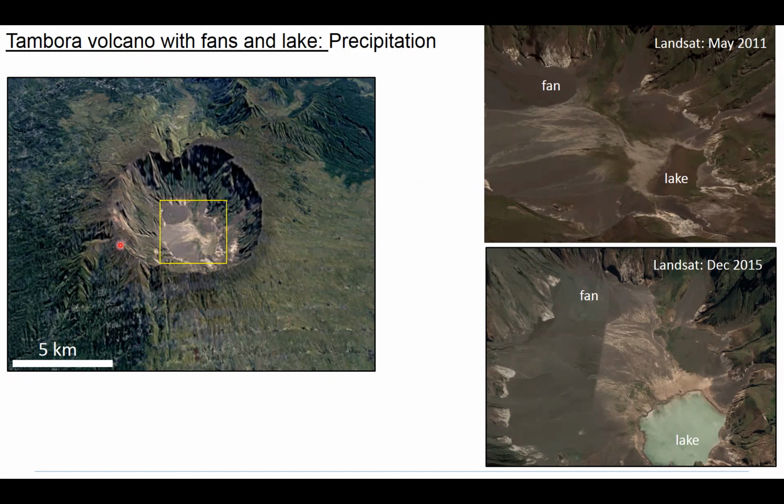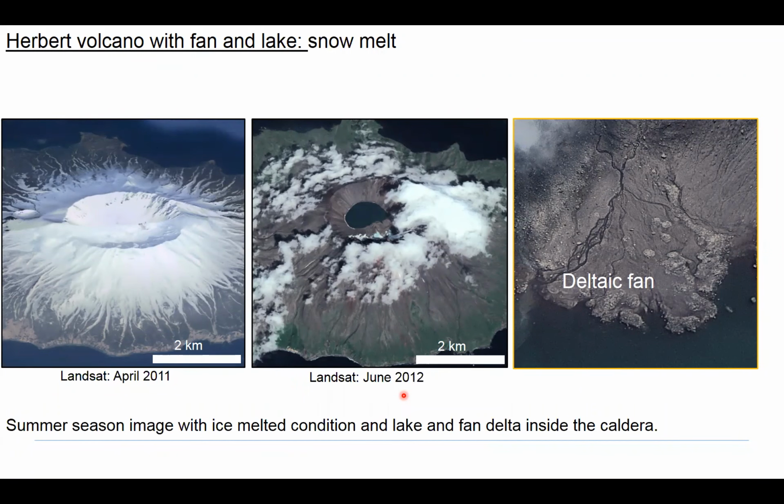This is a volcano caldera, the top of the volcano, and this is the lake formed within a couple of years. And the source for this is precipitation. So precipitation can form such kinds of fans and possible lakes within the volcano caldera. The same scenario happened on Digana, but there, instead of a caldera, the impacts made the depressions and formed the fan deposits. So if it is precipitation, why not the snow deposits?